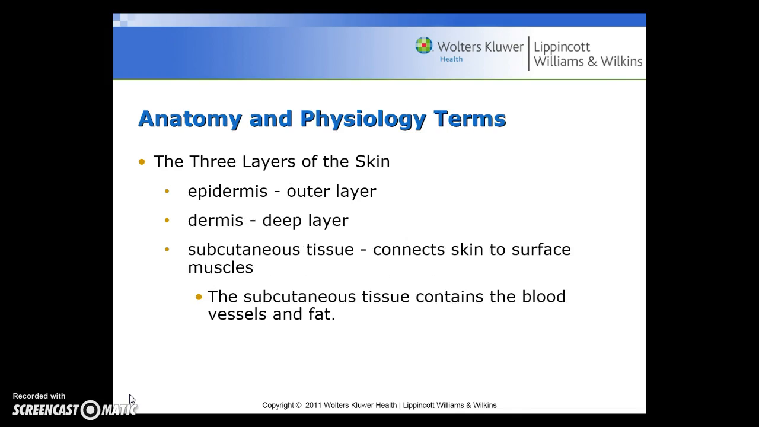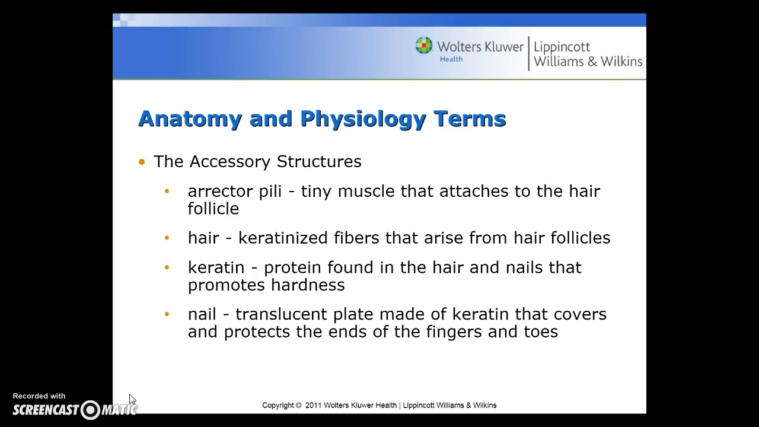There are 3 layers of the skin. The epidermis is the outer layer, the dermis is the deep layer, and the subcutaneous tissue is the 3rd layer, and it connects skin to the surface muscles. The subcutaneous tissue contains the blood vessels and fat.